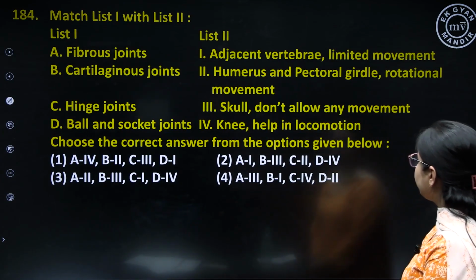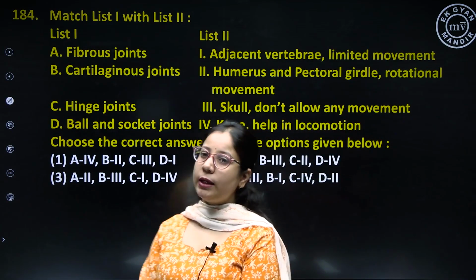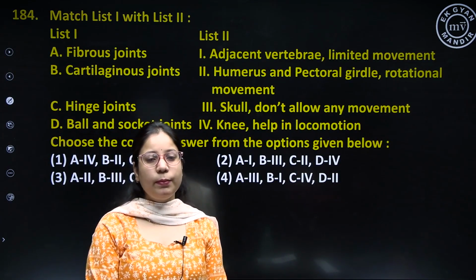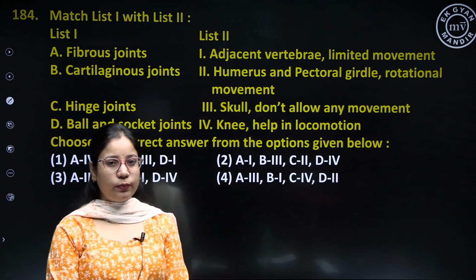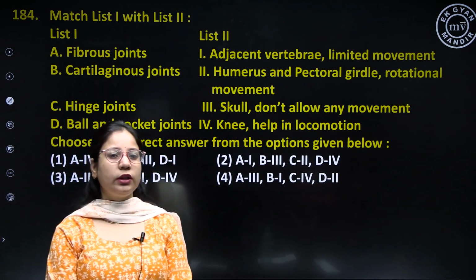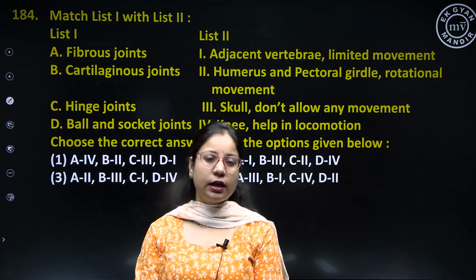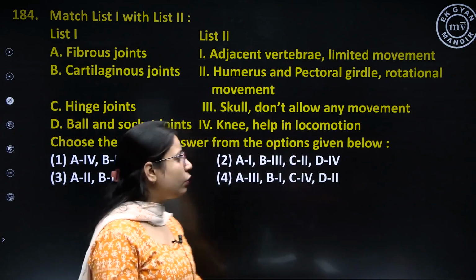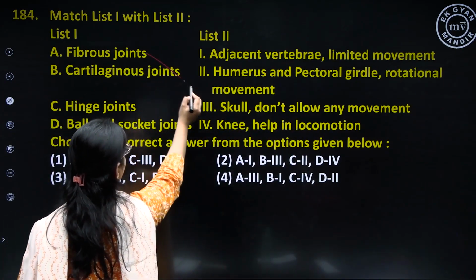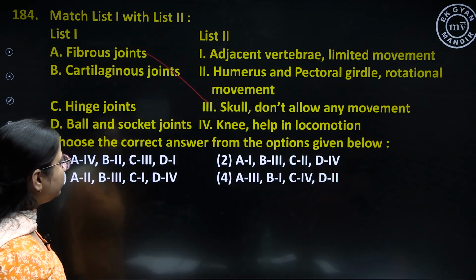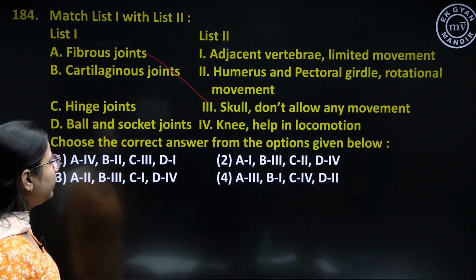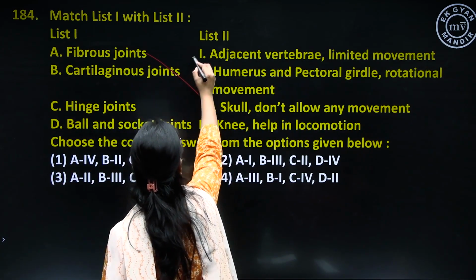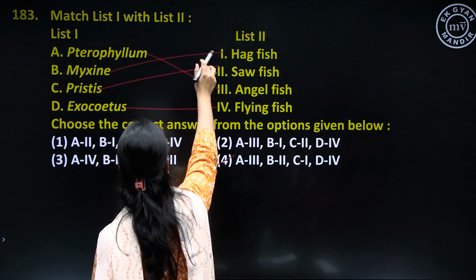So fibrous joints are basically immovable type of joints which are found between skull bones, that is frontal, parietal, temporal, occipital bones. The joints formed between them are called sutures, and the bones are joined by fibers and they do not show any type of movement. So for option A, the correct match is 3. Then we have cartilaginous joint. Cartilaginous joint, they are present in adjacent vertebrae.